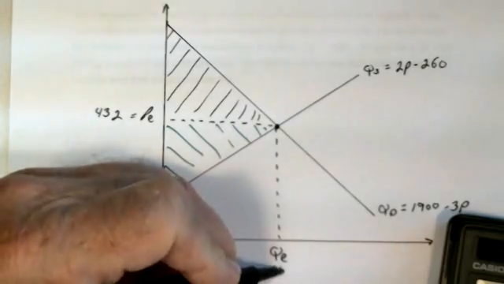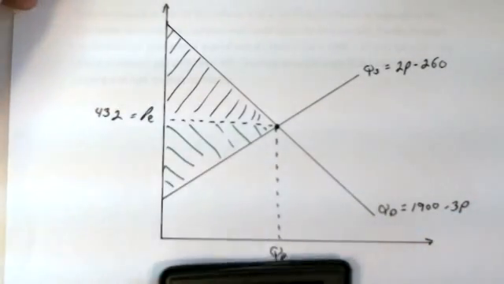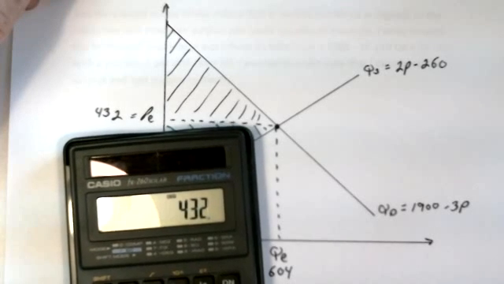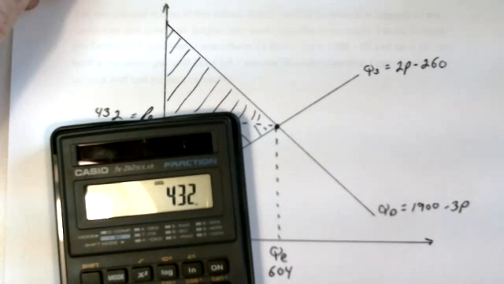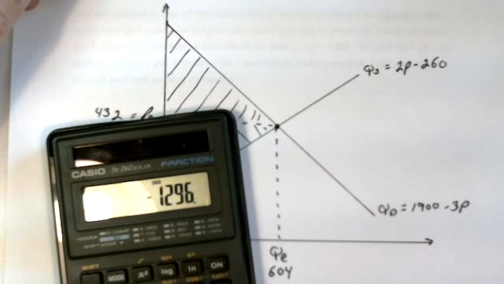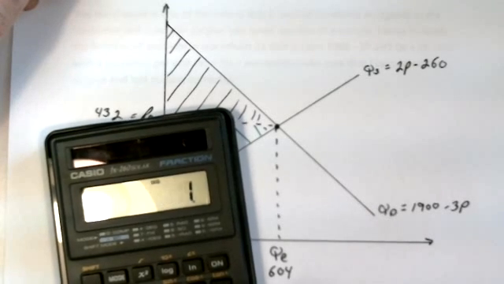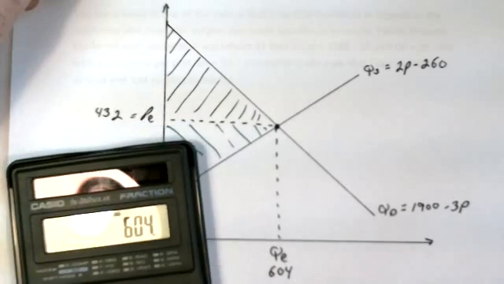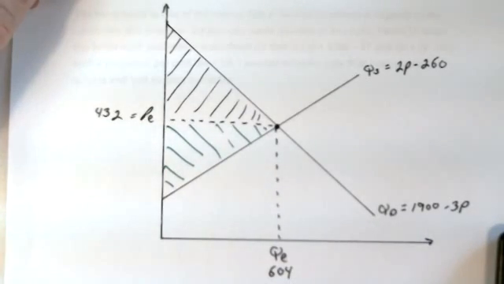Those numbers seem really odd to me, so I'm going to check by taking that 432 and plugging it into the demand equation. So it would be times 3, subtract that mess from 1900, and I get 604, so it must be right.